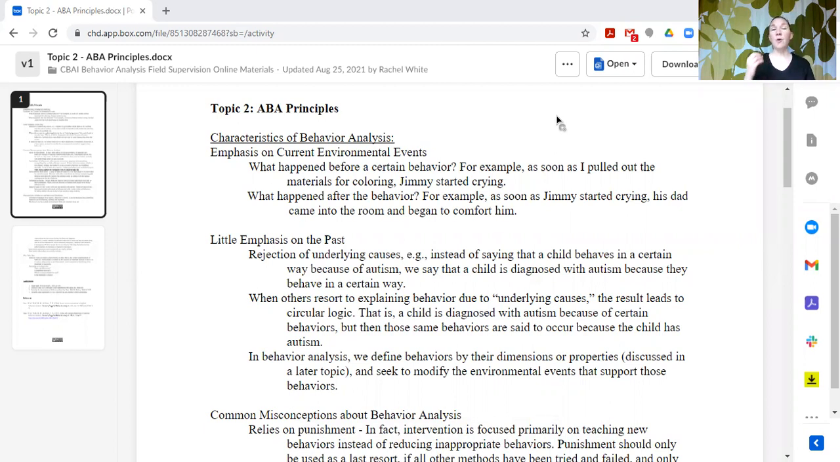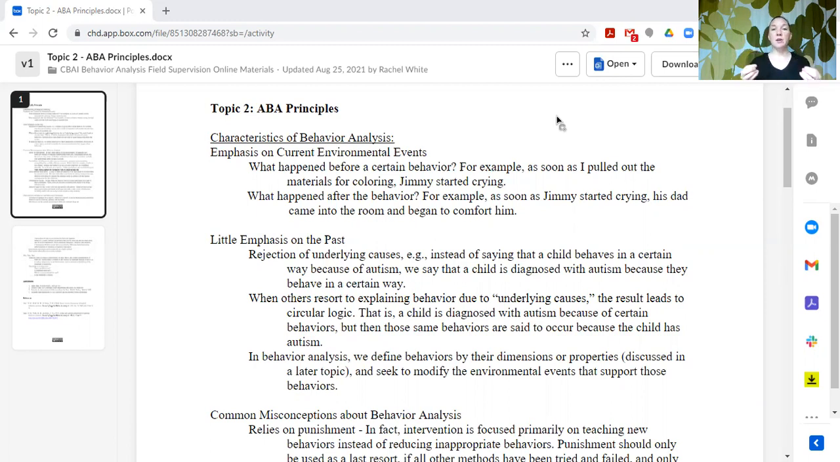Our focus is on the current environmental events that are maintaining a behavior, setting up the situation for a particular behavior, and what is going on right now. We are less focused on what may have happened in the past, except as it relates to the current setting. So we may have a situation where the learner previously experienced a situation and that played out, but now that behavior is continuing.